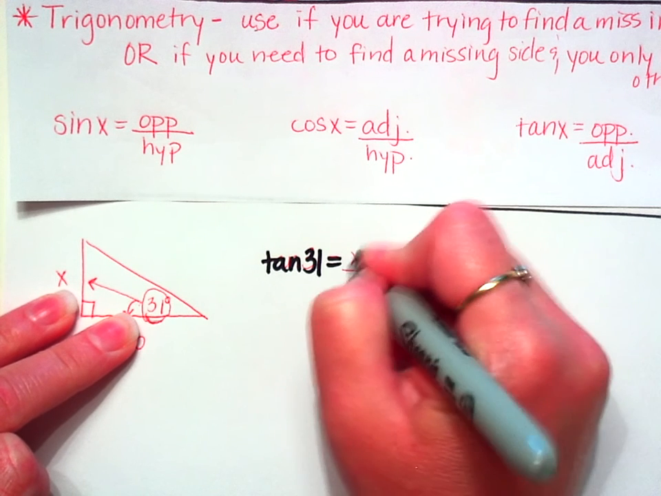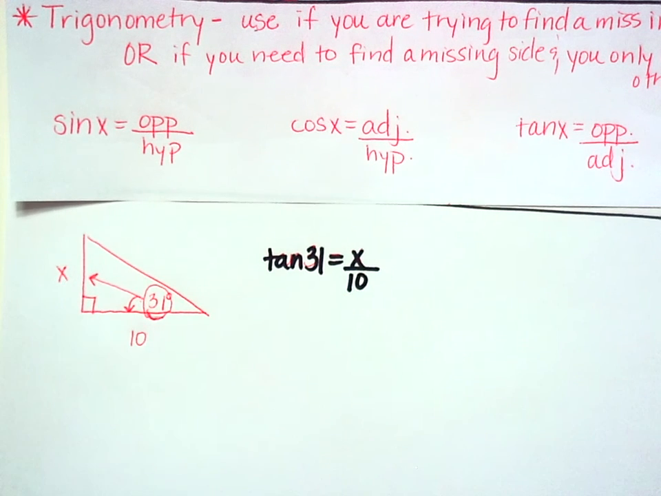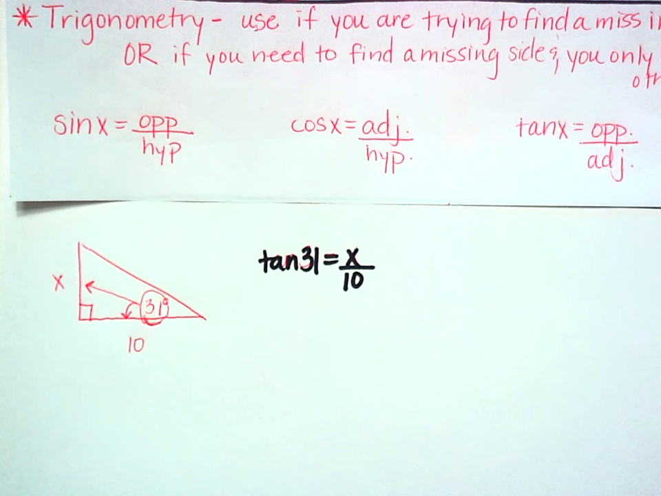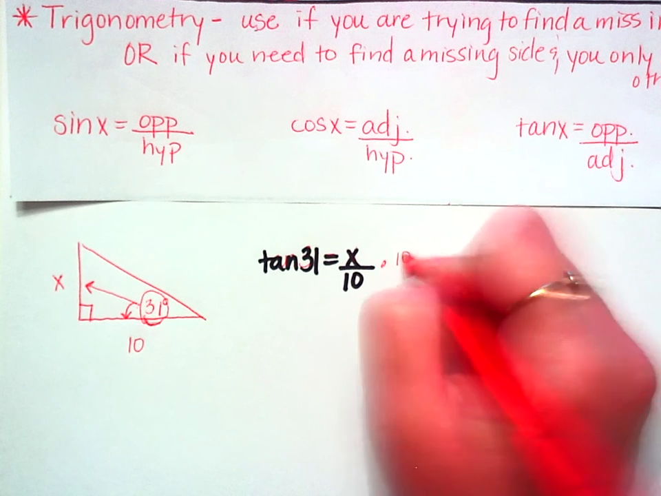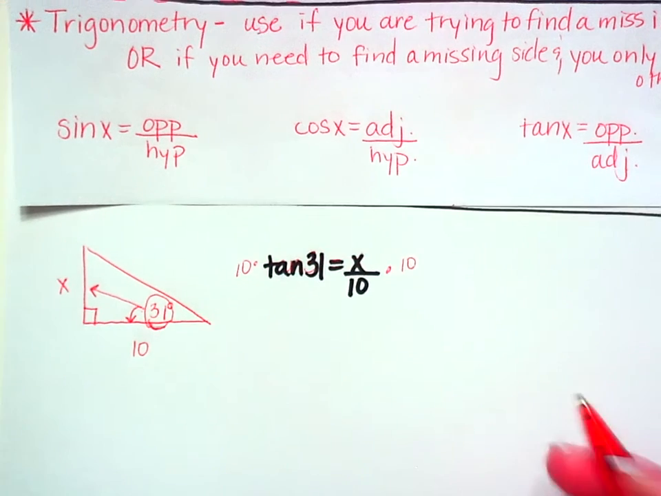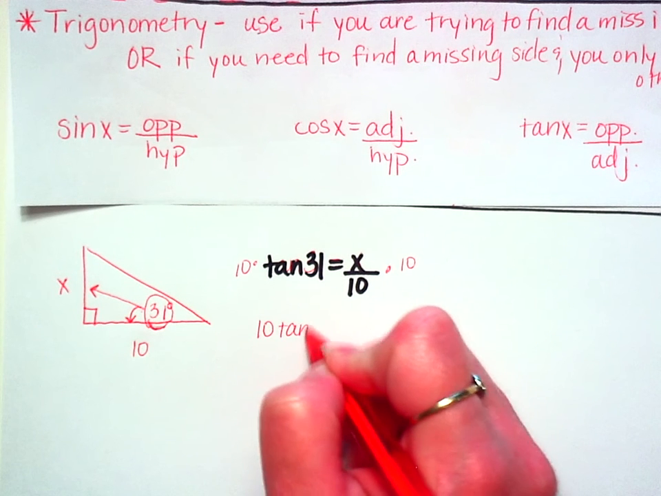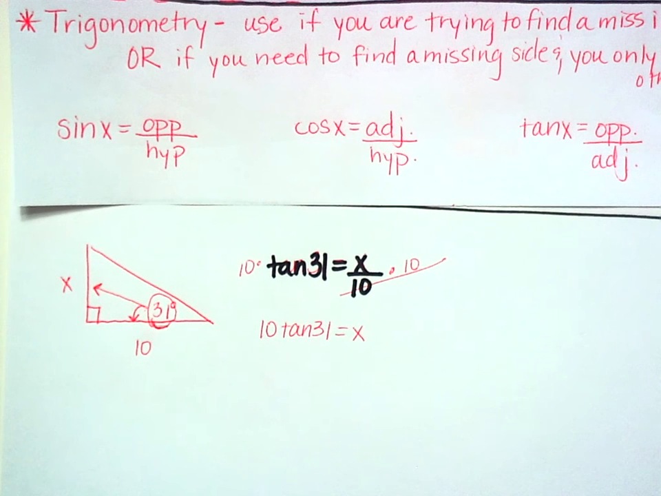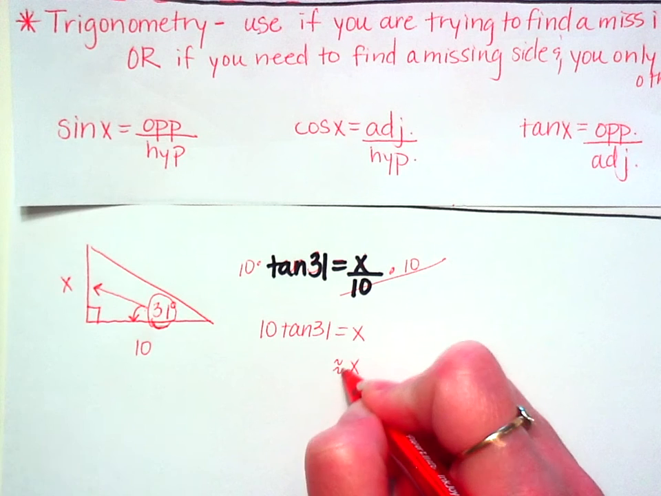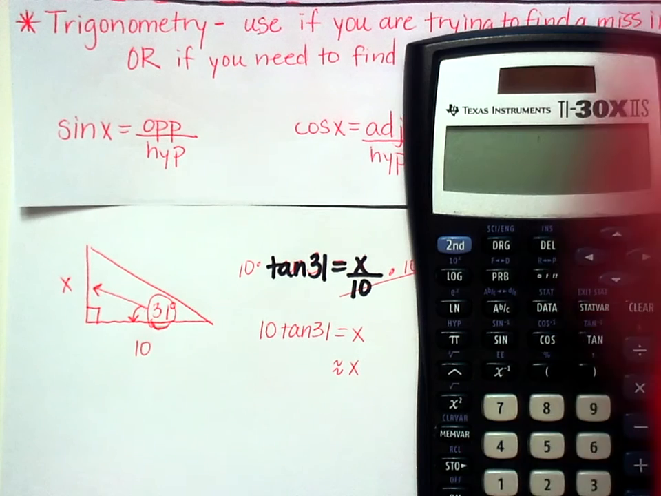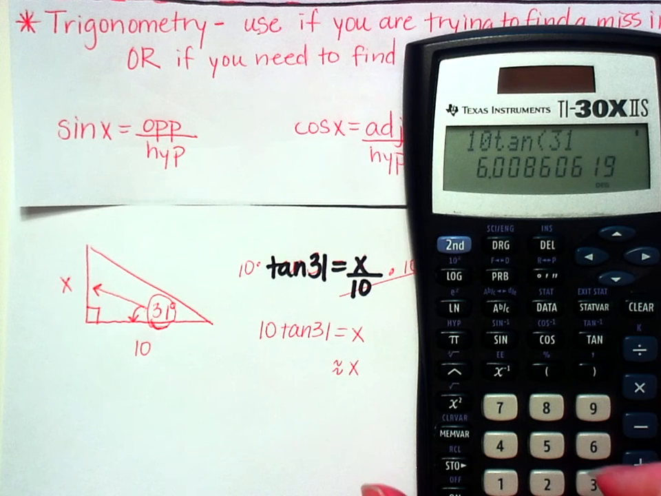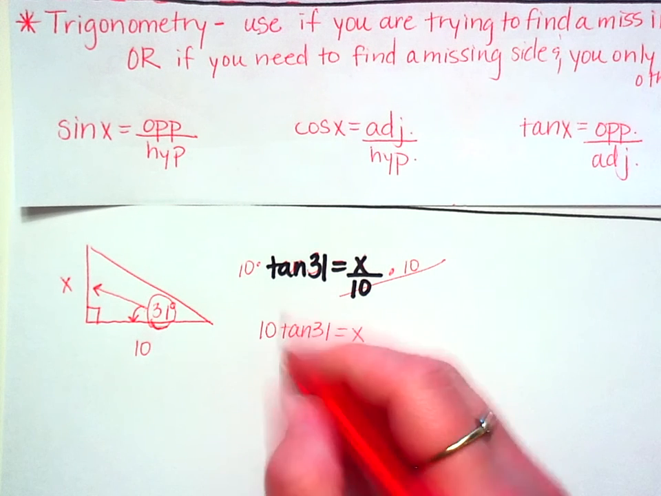Now we have to try to get x by itself. So how do I get this x by itself? How do I get rid of 10? I multiply both sides by 10. And I end up with 10 tangent 31 equals x. And then I can plug that into my calculator. So 10 tangent 31, enter. It's approximately 6.0.